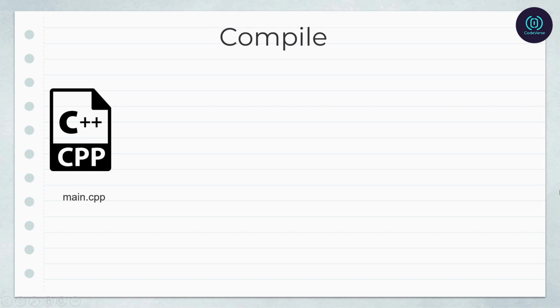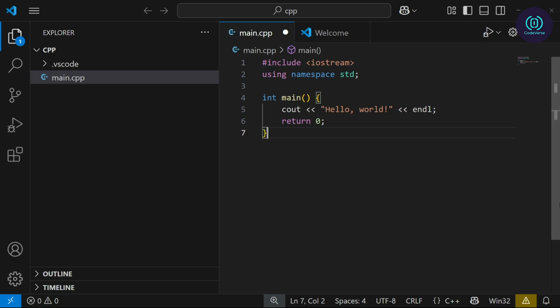But your computer doesn't speak C++. It only understands machine code, a long stream of zeros and ones. That's where the compiler comes in. Here's your source code. It's just a .cpp file. The computer can't understand it yet.